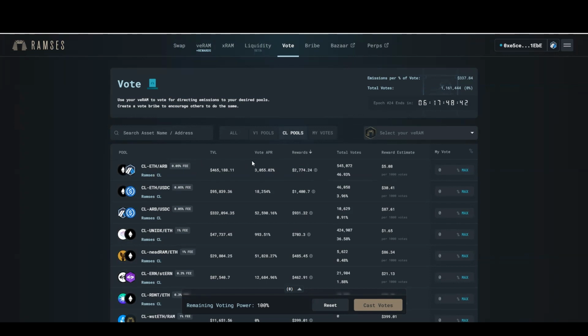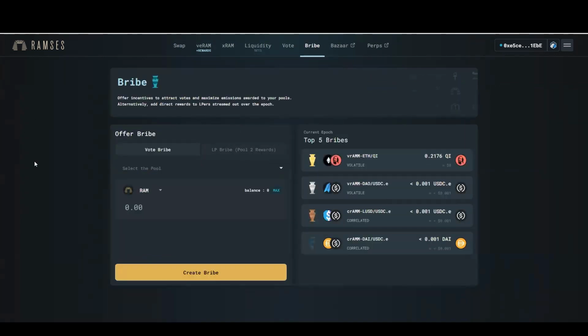You can see much higher returns here and much higher trade volumes, in particular on these concentrated liquidity positions. And then finally, if you're a protocol or an individual who wants a specific pool, you can then provide vote bribes, or alternatively, you can also do LP bribes, so directly bribing those who've actually put something into the LP itself. So that's the basics of the Ramses Exchange.